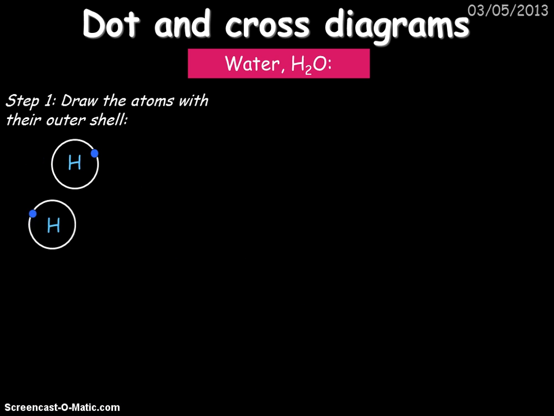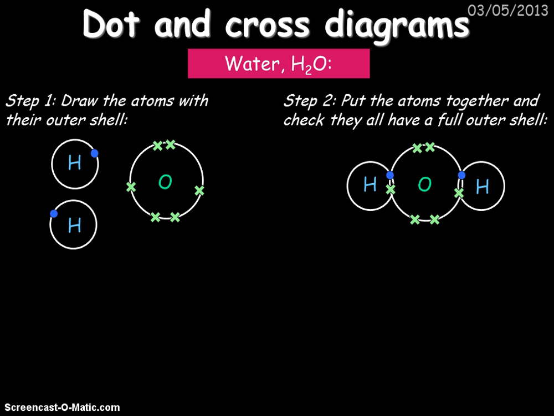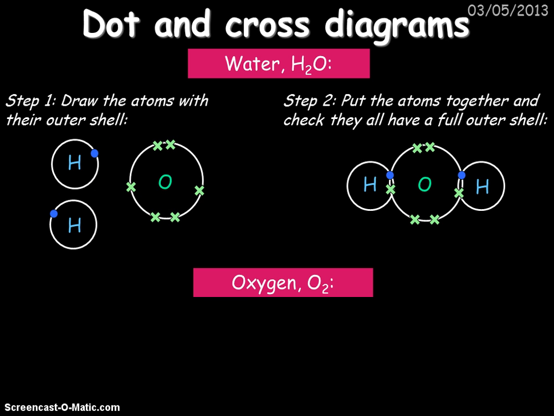Now the thing we use is these things called dot and cross diagrams, and the reason we do that is so that we can easily see which electrons have come from which elements. Okay, so for this one, water for instance, you'll see oxygen has got 8 electrons, so it's got 2 in its first shell, and then it's got 6 in its outer shell, meaning it's got 2 gaps.